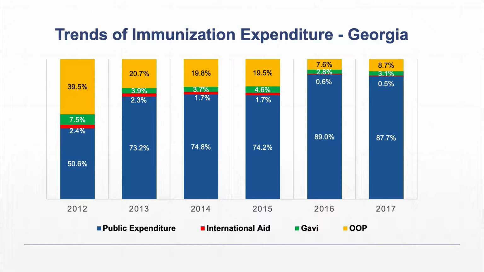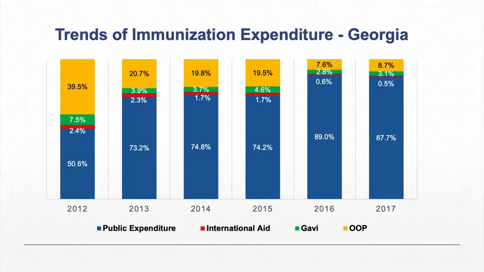Georgia has a transition period when funding from donor organizations such as Gavi and the Global Fund is gradually reducing, and the government is taking responsibility for the financing of immunization services. The share of Gavi and other international donors, as you can see on the diagram, is 3-4% of total immunization expenditure.